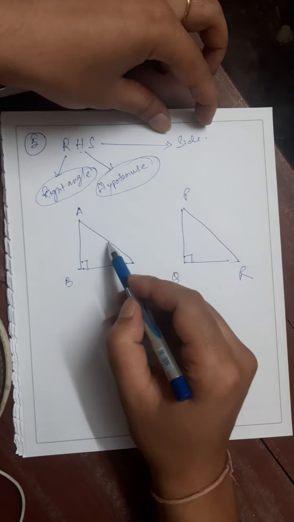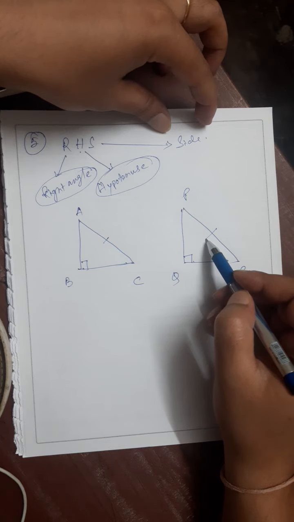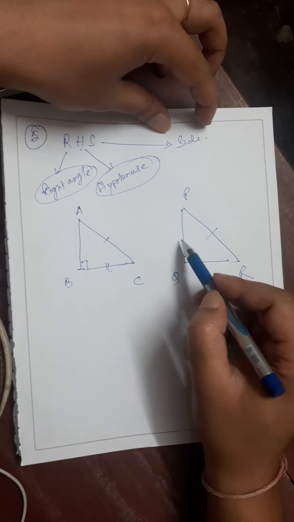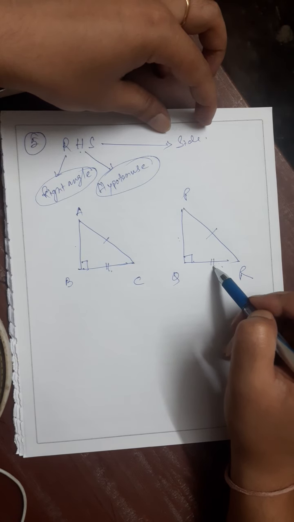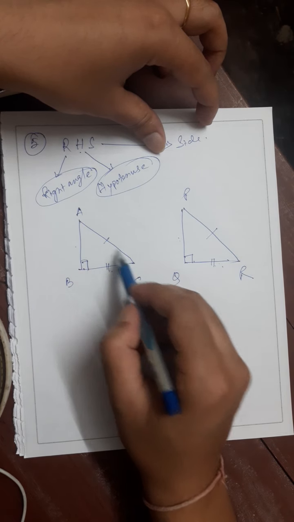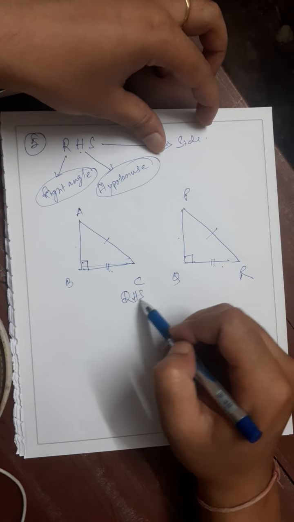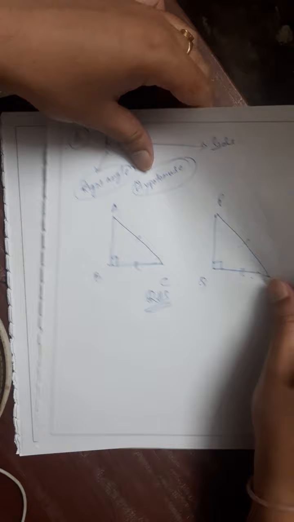The hypotenuse of one triangle has to be equal to the hypotenuse of the other triangle, and from the other two sides any one side should be equal to the corresponding side of the other triangle. Consider here the other side is QR. So right angle, then hypotenuse, then any one side. This type of congruency is called RHS. Now we'll apply this, then you will understand more. Okay.